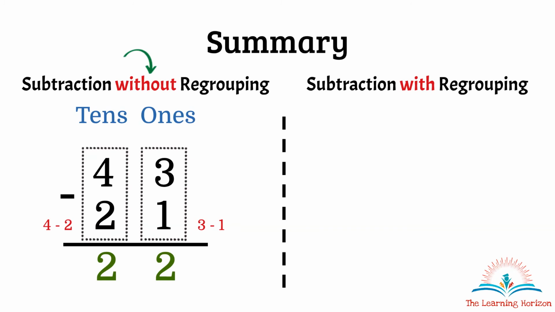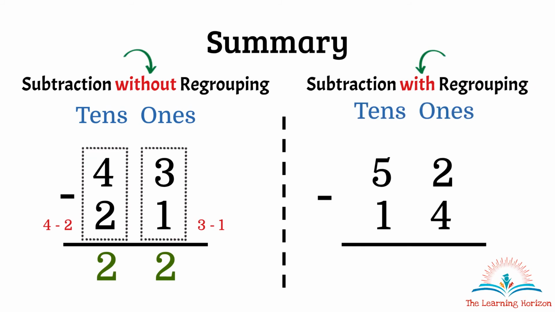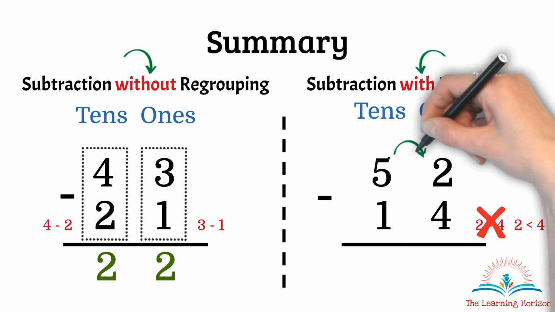In subtraction with regrouping, we borrow or regroup since we do not have enough numbers to subtract. For example, 52 minus 14. We will first subtract the ones, that is 2 minus 4, which is not possible because 2 is less than 4. And that's when we borrow a 10.